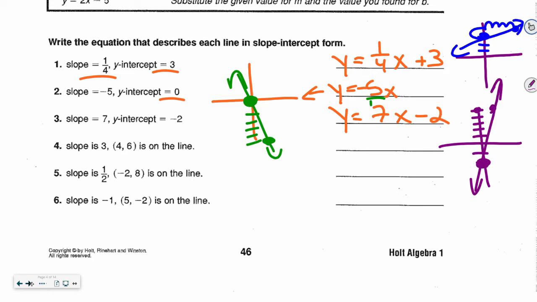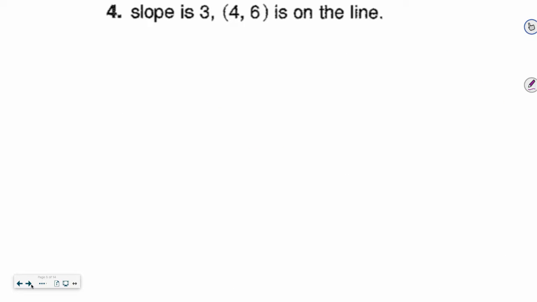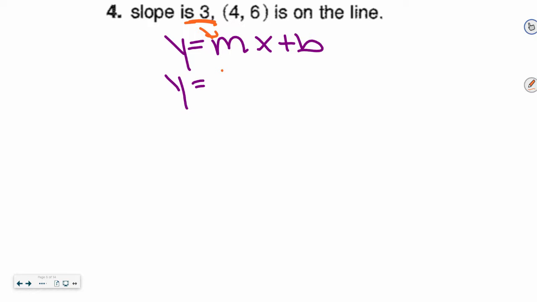So, for number 4, I start with a slope of 3 and I have a point 4, 6. So now I look and I say, okay, my slope is 3. So that's going to go in for my m. So y equals 3x plus b. Now, the 4, 6 is not my y-intercept. It is a point. But that point is made up of 2 numbers. The first number is the x, the second number is the y.